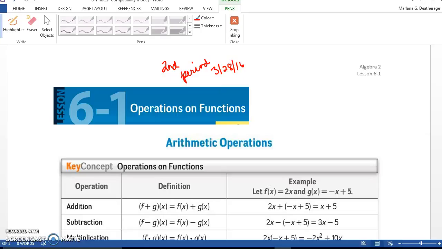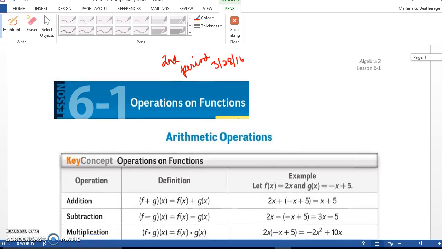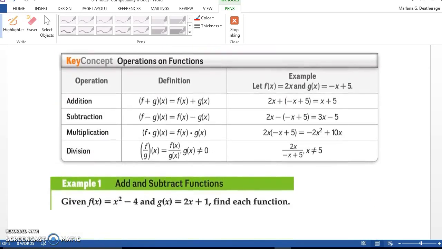Thank you, Imani. Okay. All right, we're starting a new chapter. We're going to talk about today operations on functions. Your operations being add, subtract, multiply, and divide. And we're going to talk about a different kind of operation called composition, but probably not today. Okay, so we need to talk about some notation first.